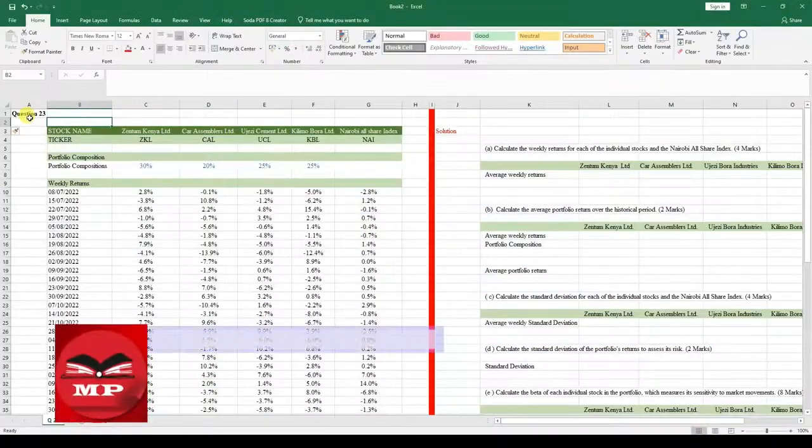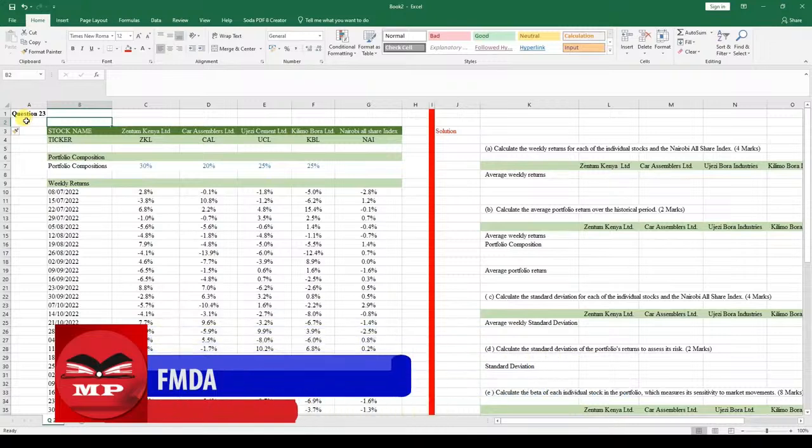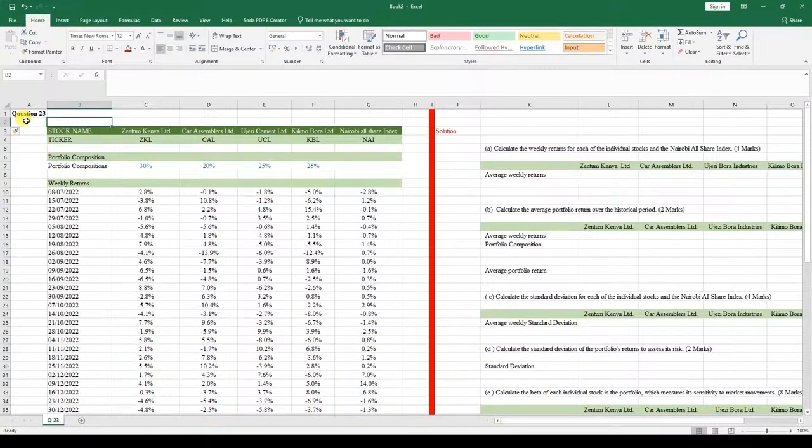Hello learner, welcome to Manifested e-learning platform. My name is FAM Lingwiri, and today, ladies and gentlemen, we are discussing the financial modeling and data analytics paper, December 2023 sitting. The focus is on question 23, and you are presented with the following information right on the left of your screen here.